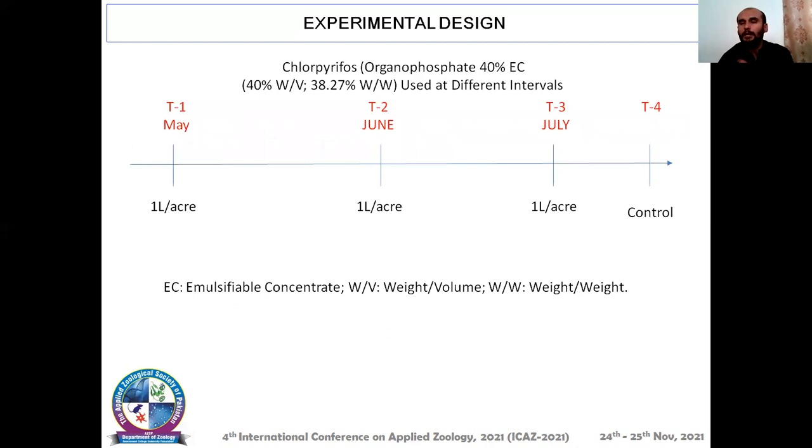This is the experimental design. I used a randomized complete block design. I used 3 consecutive sprays on onion when the threshold level of thrips reached a maximum of 30 thrips per plant. Then I used the recommended dose of 1 liter per acre of chlorpyrifos on the onion field. I used 3 consecutive sprays of the same concentration, and the control treatment was untreated, which I compared with the treated ones.